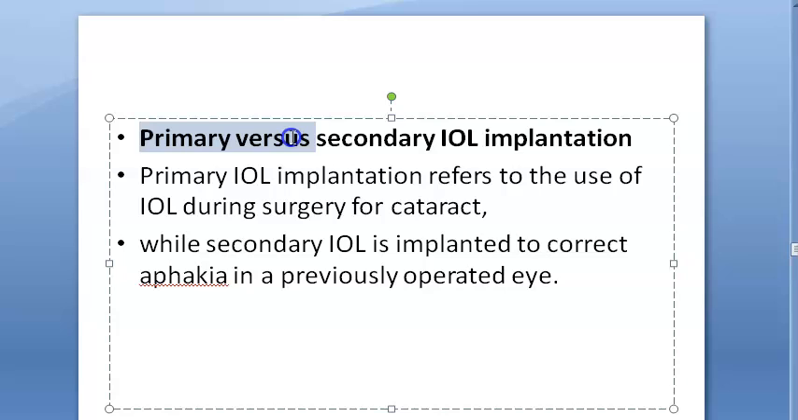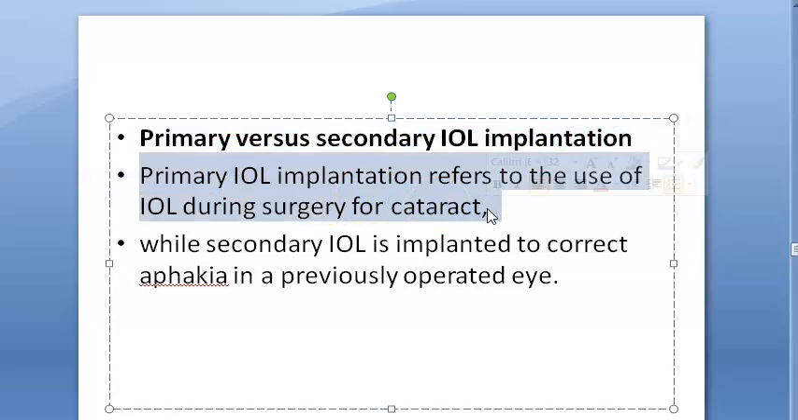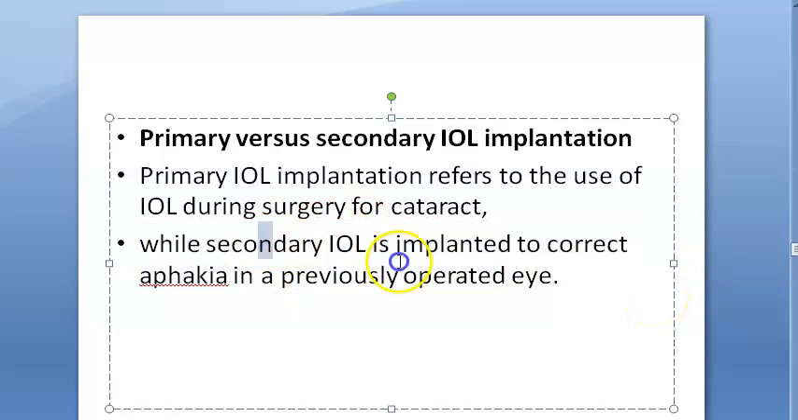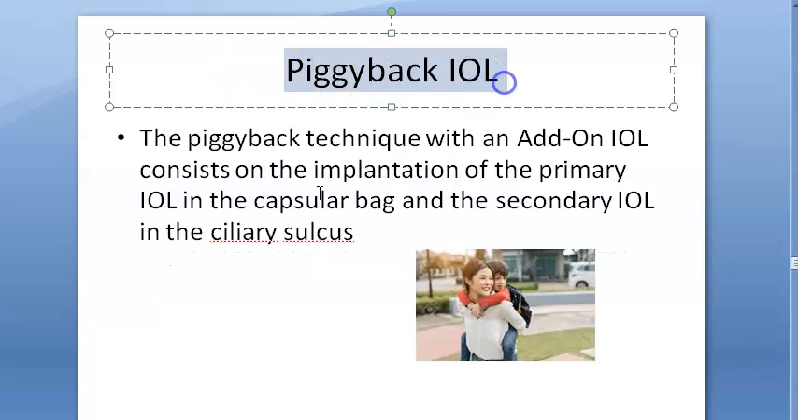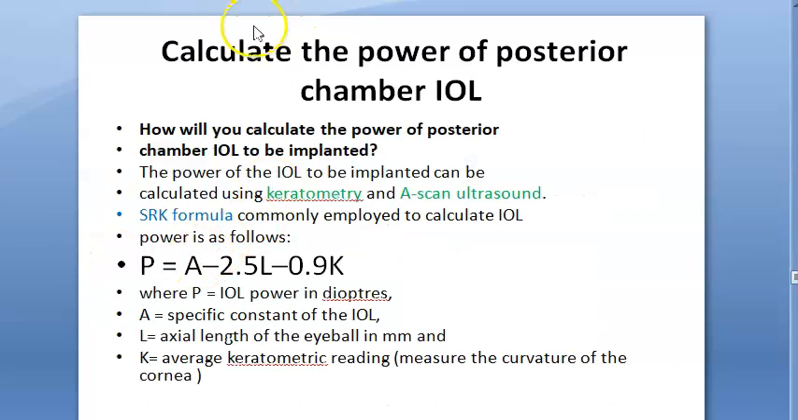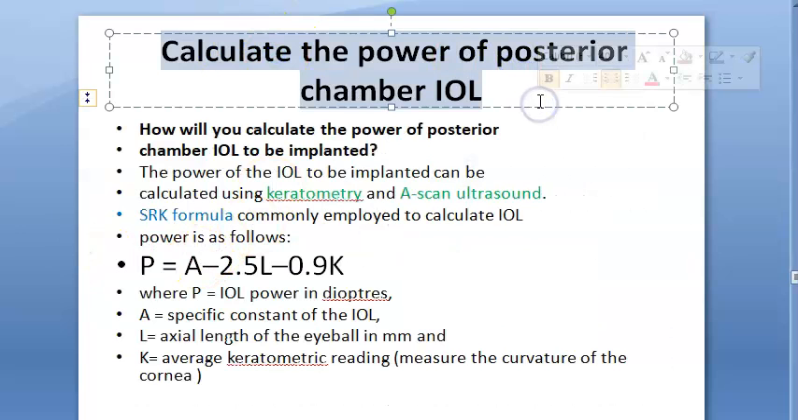There is something called primary versus secondary IOL implantation. Primary means in cataract surgery, you remove the lens, then you put the IOL, that is primary implantation. Secondary is when after the operation there is aphakia, and then you implant an IOL again, that is secondary IOL implantation. Piggyback IOL means there are two IOLs, one in the capsular bag and the other in the ciliary sulcus. Now we have to calculate the power of the posterior chamber IOL.